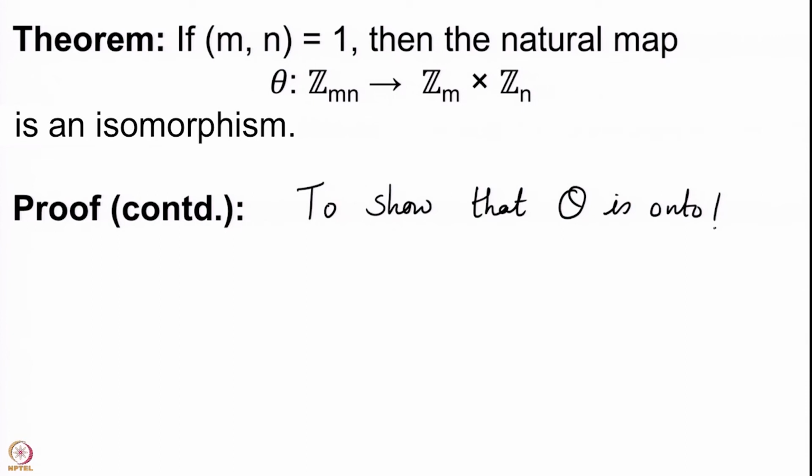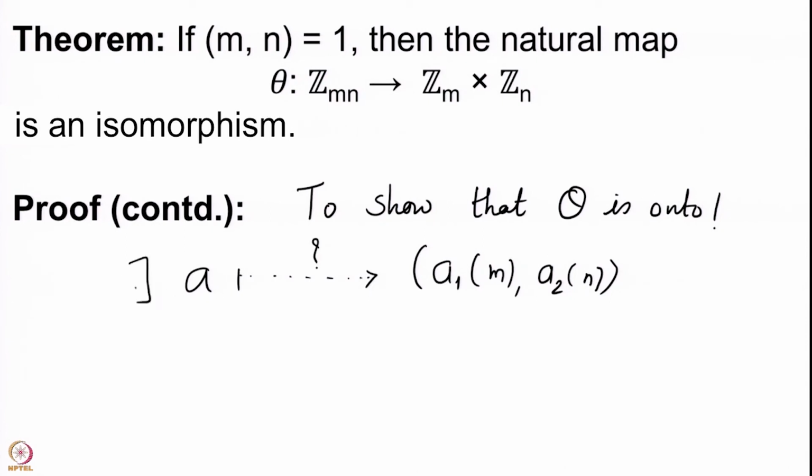This is done by showing that whenever I start with any A1 modulo m and any A2 modulo n, there is some element A modulo mn which maps to this particular element. Does there exist some such A? To show that theta is onto, we will need to produce an A with this property. Does there exist such an element A? But this is precisely the Chinese remainder theorem.